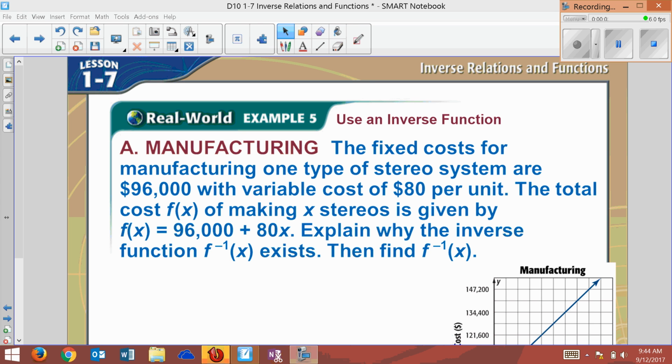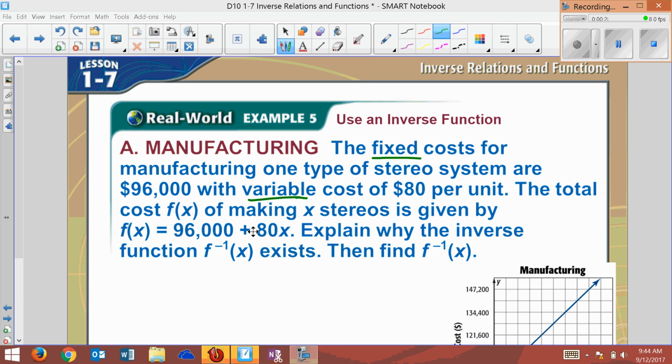Let's check out a real world problem. Here it says the fixed cost for manufacturing a type of stereo system is $96,000 with a variable cost of $80 per unit. As a reminder, fixed means does not change. So this 96,000 does not change. Variable means it'll change depending on a certain variable. You know, there's an x value, a unit value. This one will be in units.